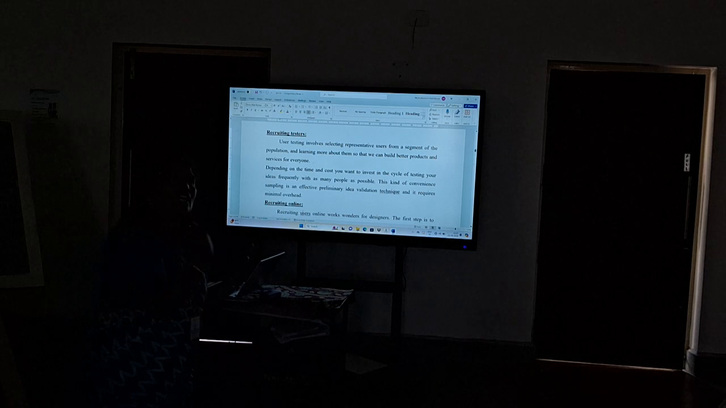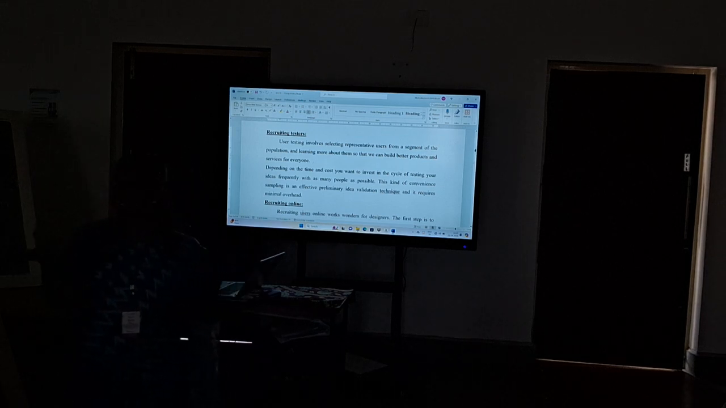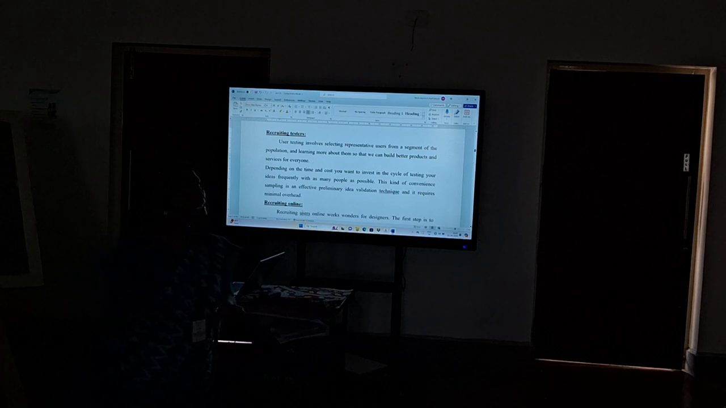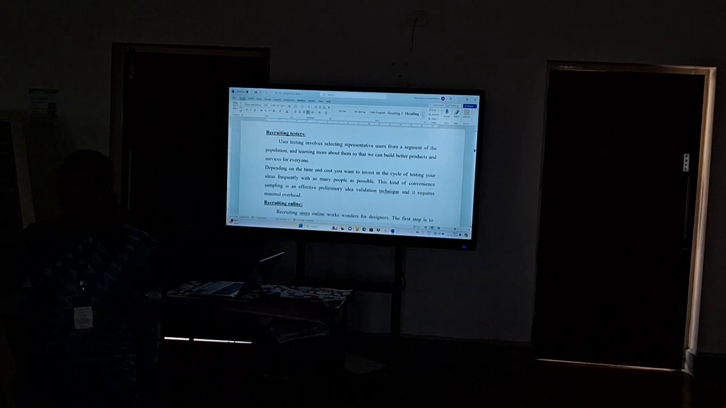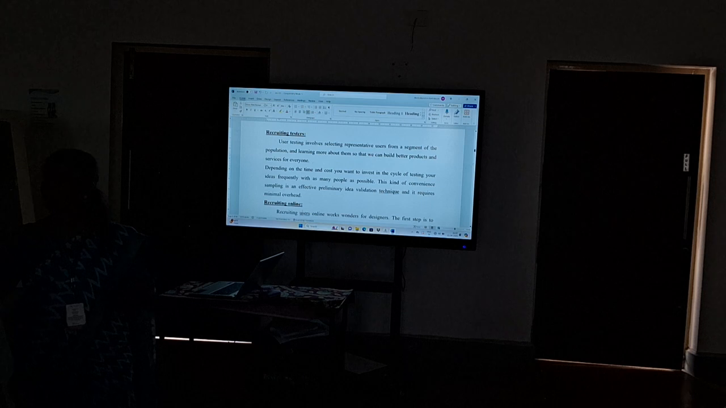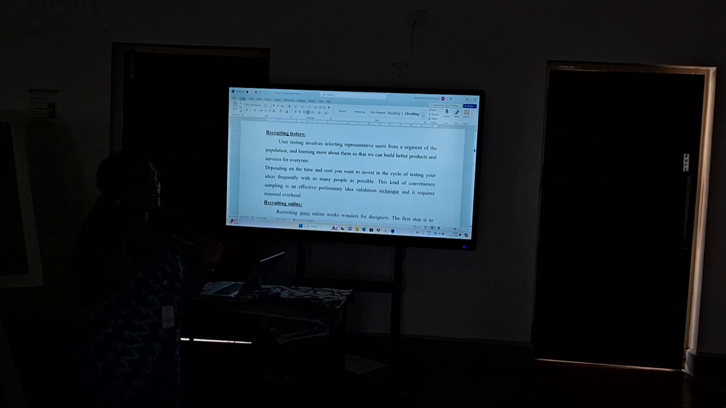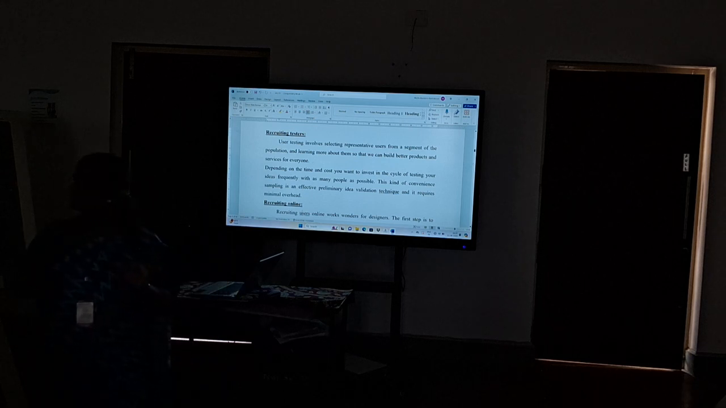You are making something for the user. Call the user and ask them to check. You are designing something for the school kids now. Take the product to the school kids and then test, collect the feedback from them. That is what is called user testing. It is exclusively tested by the user of that particular product. We say it is user testing.